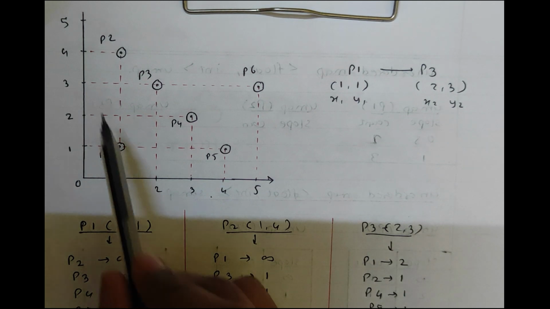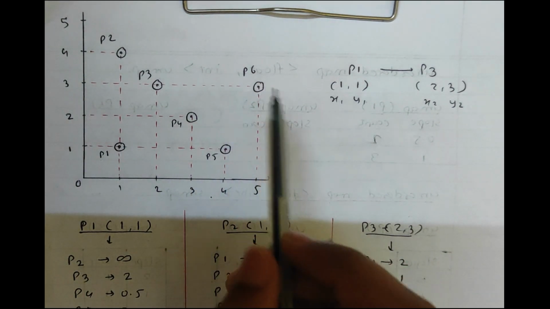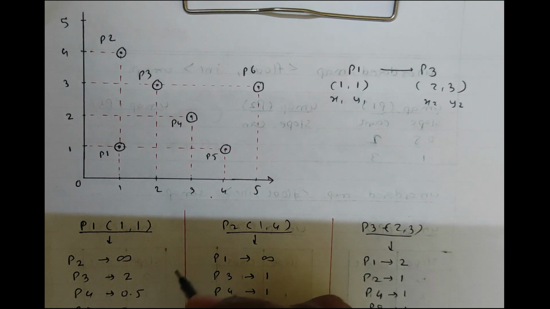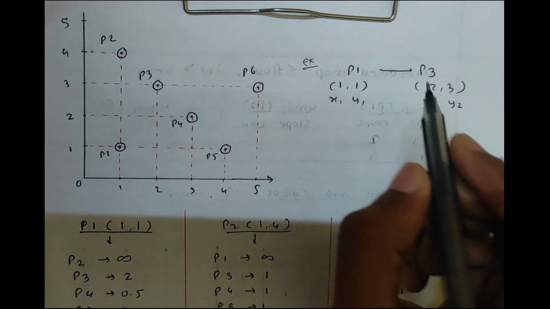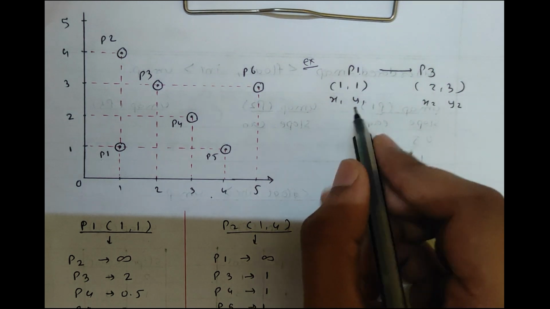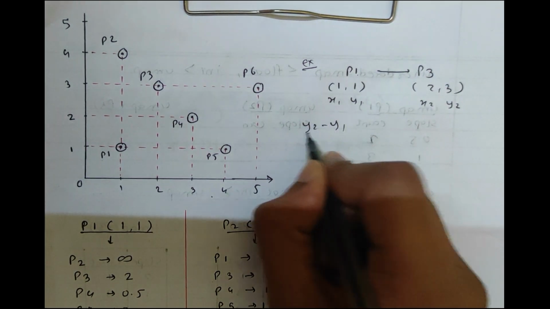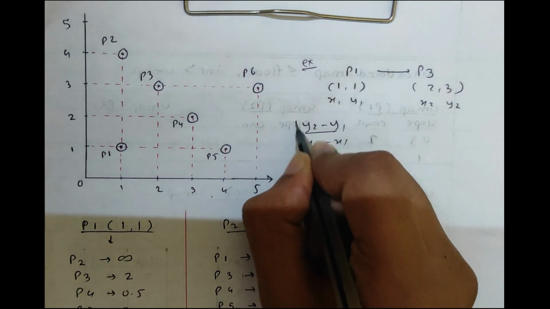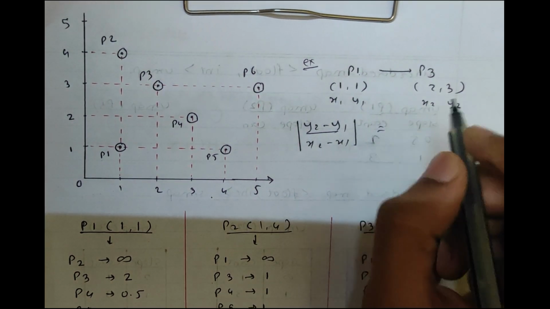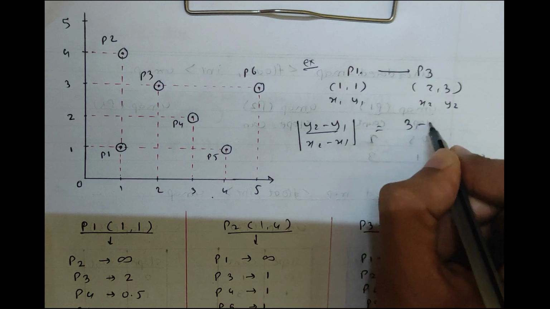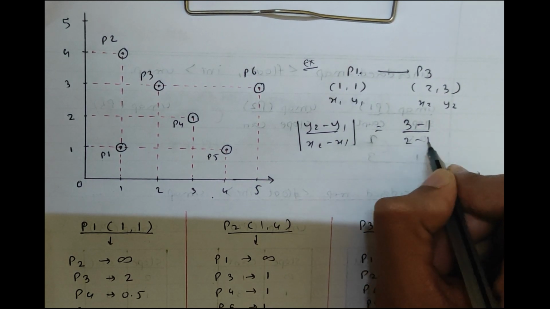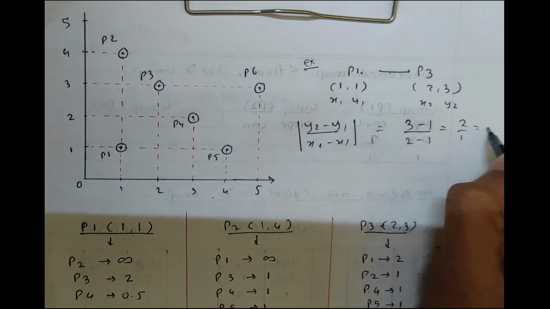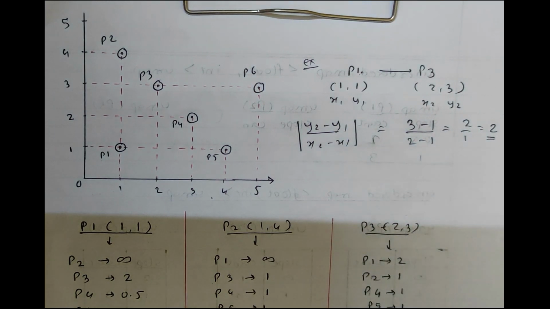Points are marked as P1, P2, P3, P4, P5 and P6, and we have to calculate the slope. For example, the slope between P1 and P2: we know the formula is y2 minus y1 over x2 minus x1, and we have to take the mod. So the slope between point 1 and point 3 is 3 minus 1 upon 2 minus 1, which is 2.